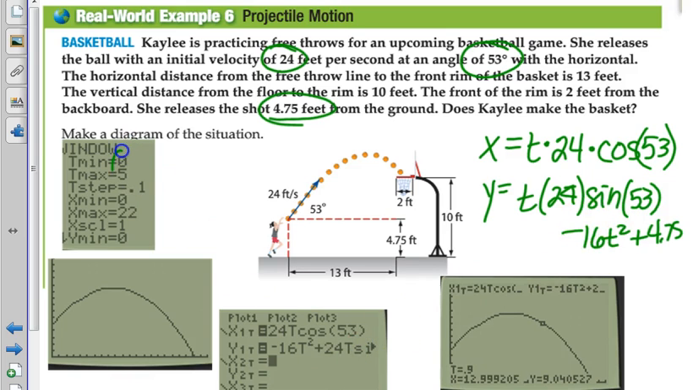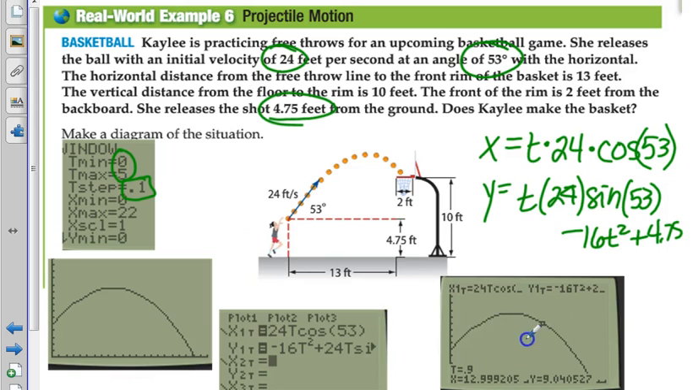I said 0 to 5. Why did I pick that? I was pretty sure the ball was going to come down before 5 seconds, right? I put in 0.1 for the t-step. You might as well just learn to use 0.1 all the time for your t-step. It's fine. I put in 22 for the distance away because it said up here the front of the rim's 13 feet away, so I just picked something.